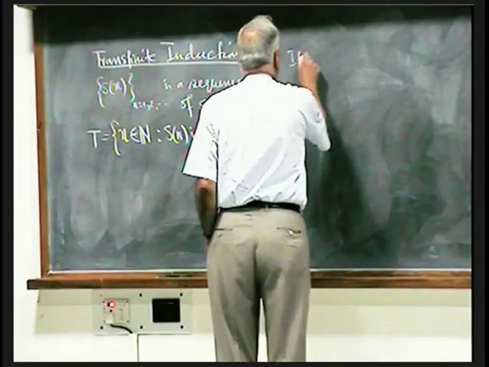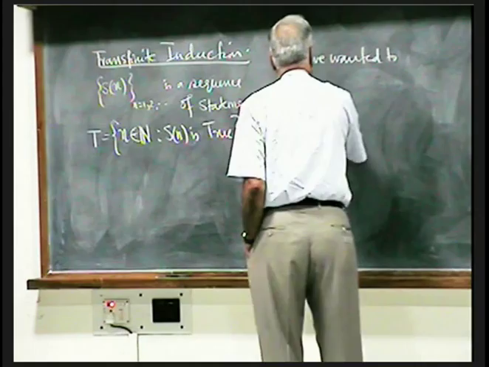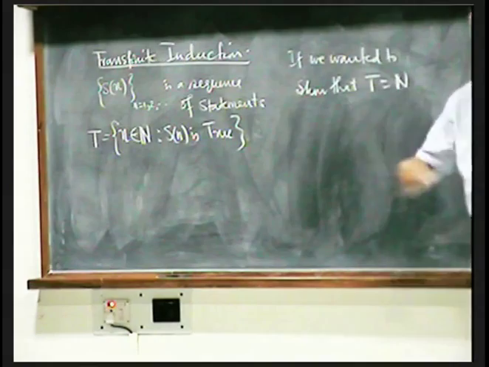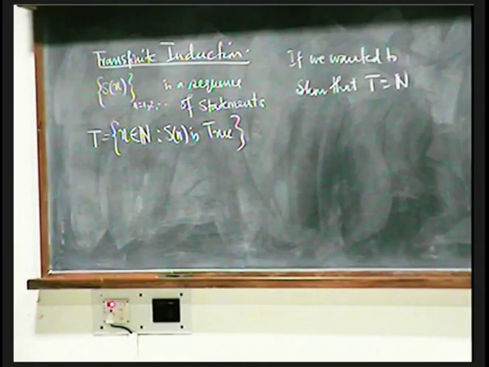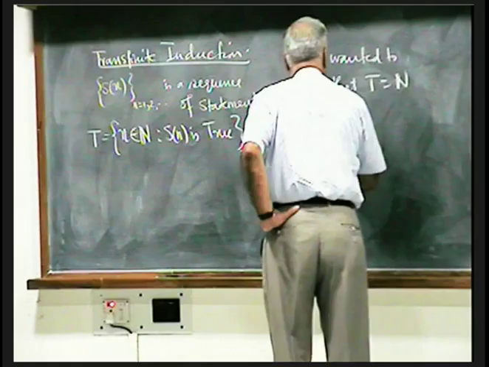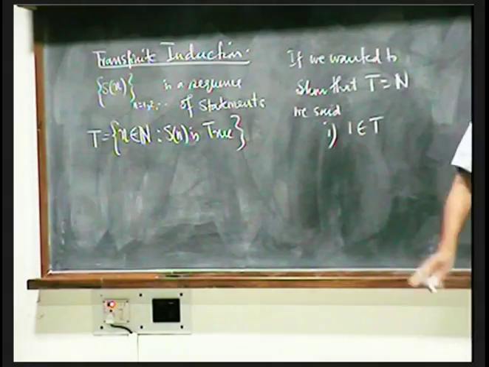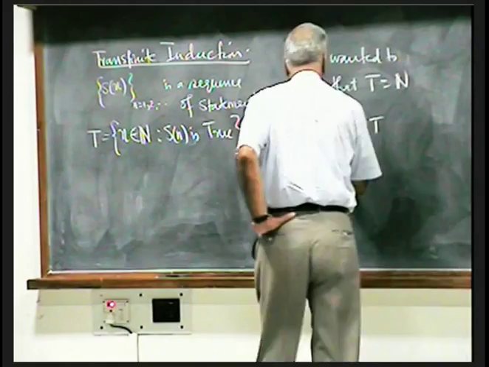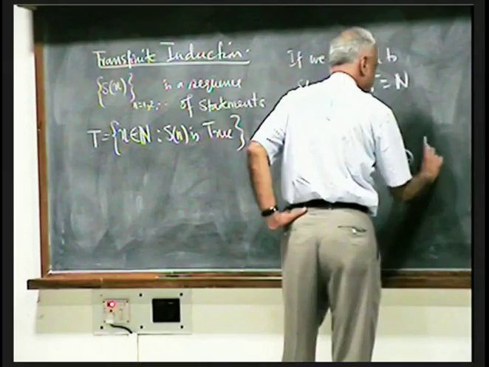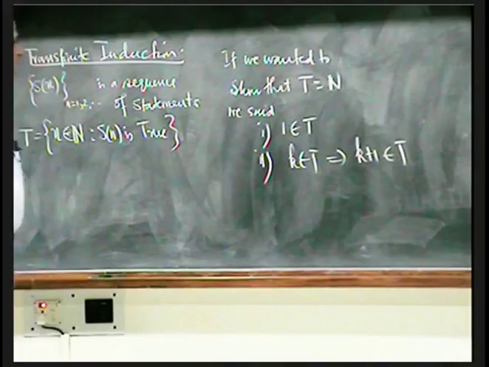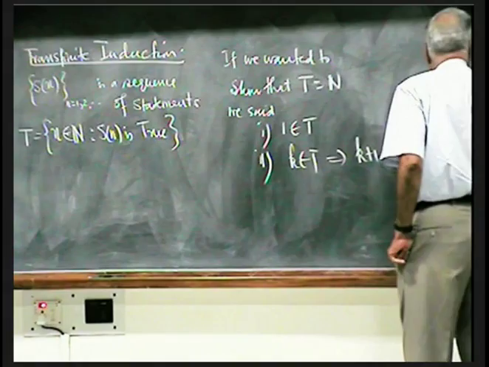If you wanted to show that T is all of N, that the set of values for which it is true is all of N, we said: 1, 1 belongs to T, that is, the statement is true for n equal to 1, and 2, if k belongs to T, implies k plus 1 belongs to T. And from this, we said that if this is true, this would automatically imply it is true for all n. That's what mathematical induction is.